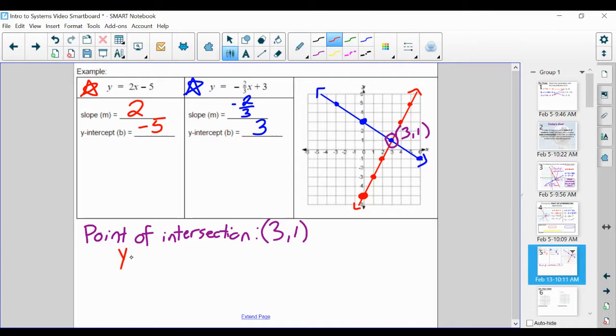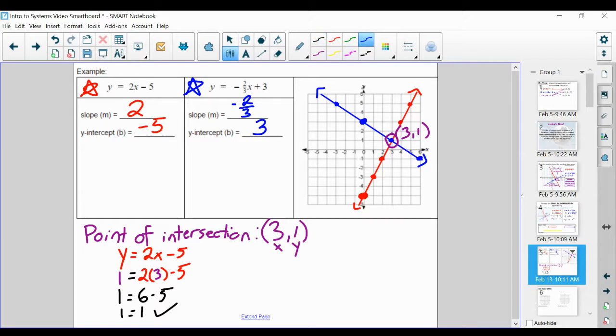Well, let's start out with our red line. y equals 2x minus 5. We're going to substitute in our x and y value. Remember, 3 is our x and 1 is our y. So we end up with 1 is equal to 2 times our x value, which is 3. Let's simplify. 2 times 3 is 6. 6 minus 5 is 1. So we know that 3, 1 is on the red line, but we're halfway there.